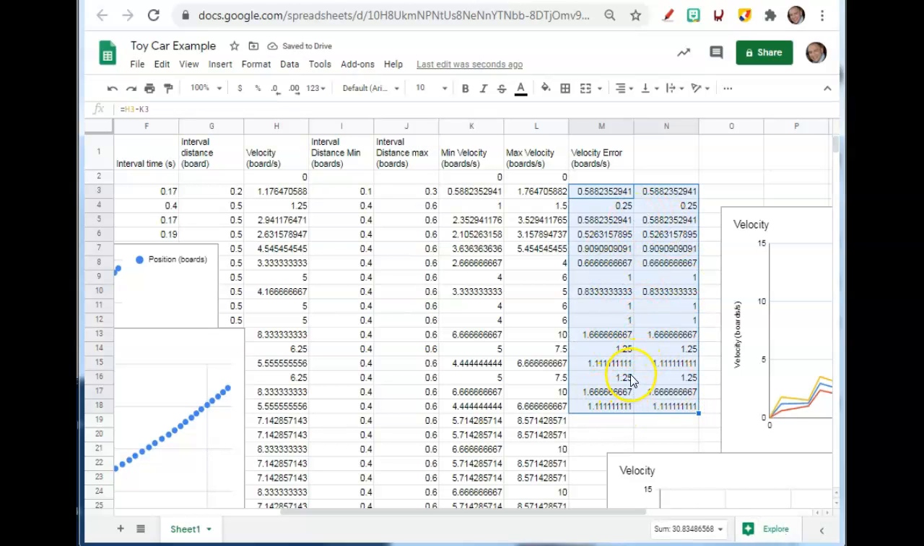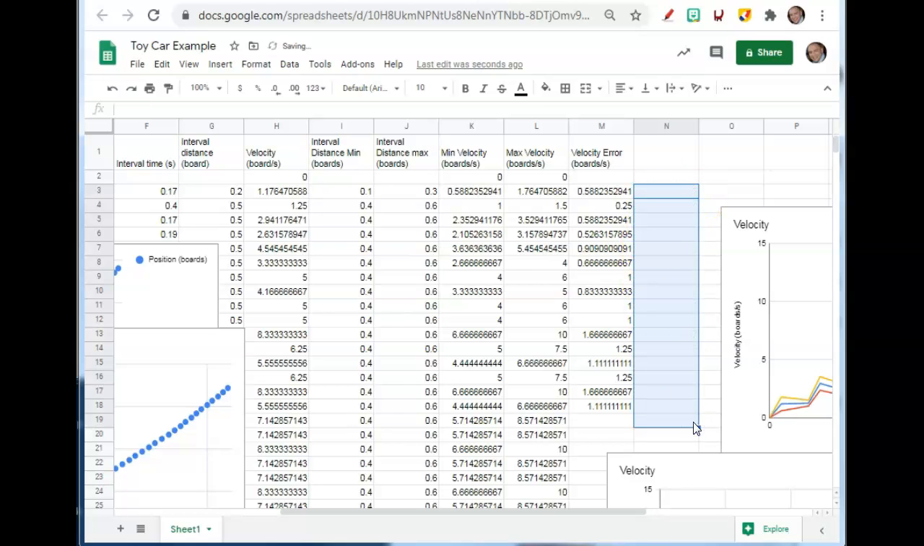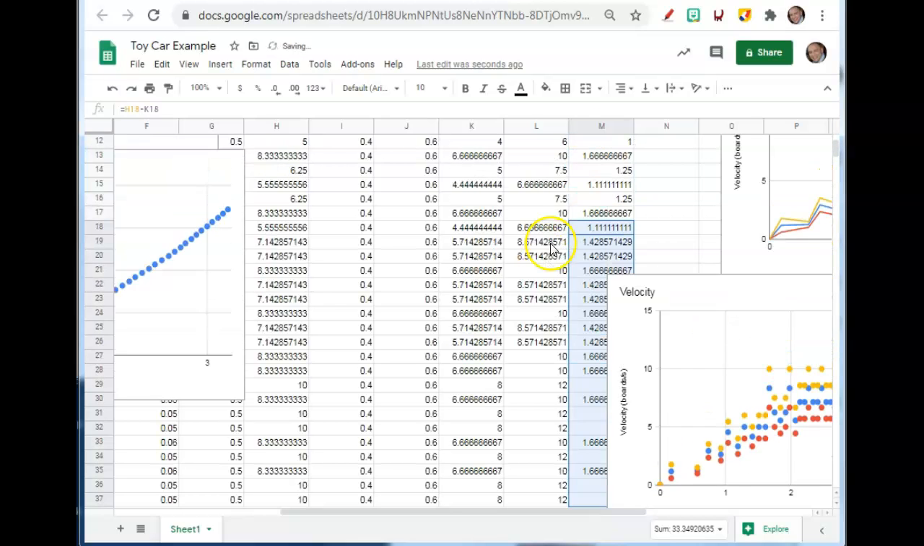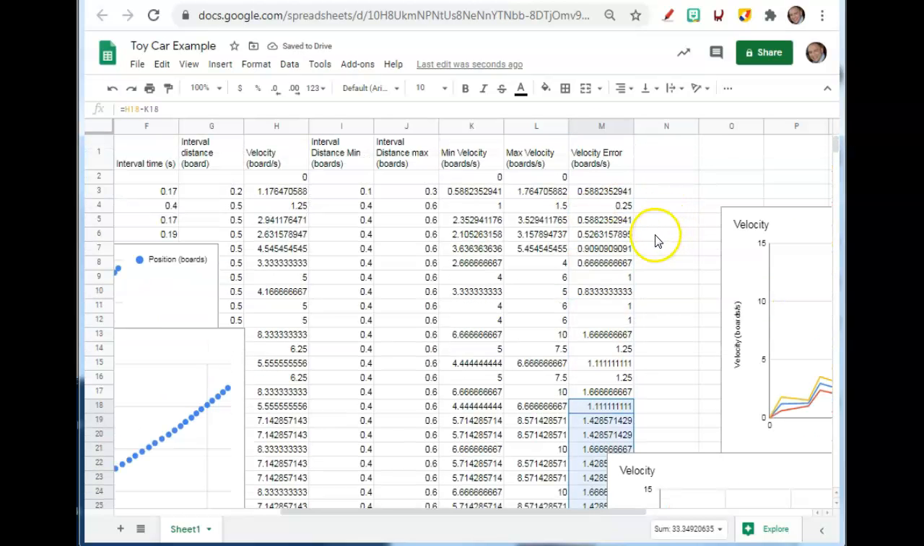So we can simplify this and just say, hey, since these are always the same, it's a symmetric error, we're just going to calculate one and use that. So I'm going to delete out this column here. But I'm going to keep these, and this one I'm going to use as my velocity error. So again, I'll fill this down all the way here. And now we want to maybe graph this.